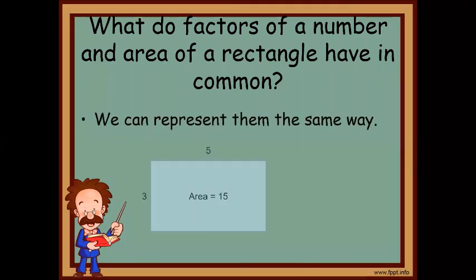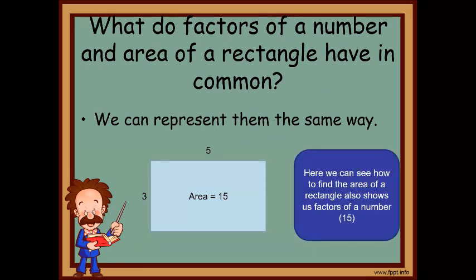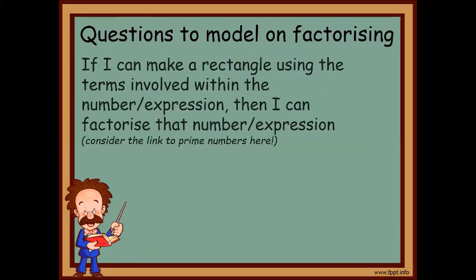I've just referred to this: what do factors of a number and an area of a rectangle have in common? So 3 and 5 are factors of 15, because we can make them an area of a rectangle of 15. We talked about factorizing a little bit last time.